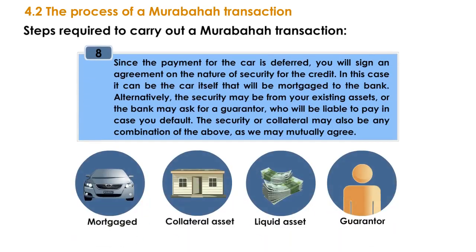Since the payment for the car is deferred, you will sign an agreement on the nature of security for the credit. In this case, it can be the car itself that will be mortgaged to the bank. Alternatively, the security may be from your existing assets, or the bank may ask for a guarantor who will be liable to pay in case you default. The security or collateral may also be any combination of the above, as we may mutually agree.